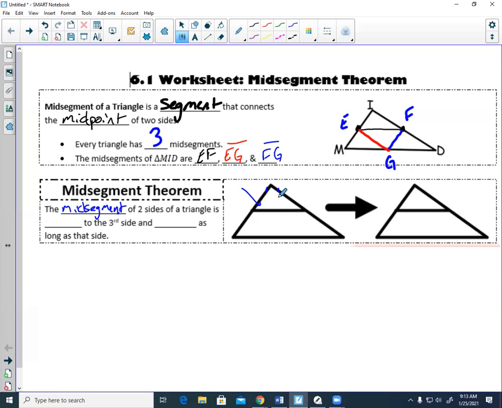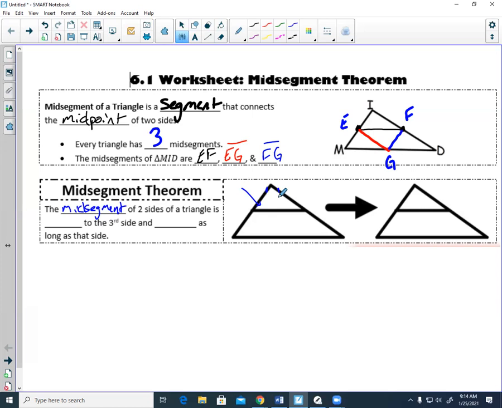So, you know that one thing where the inside. Are you thinking like alternate interior, alternate exterior? Yeah. What does alternate interior, alternate exterior, consecutive exterior have to do with? What did two lines have to be in order to use those things? Parallel. They had to be parallel.